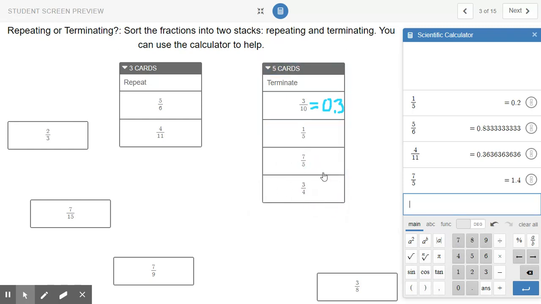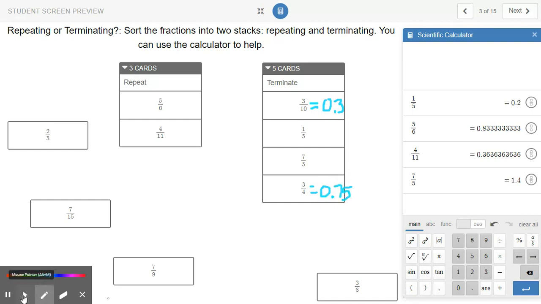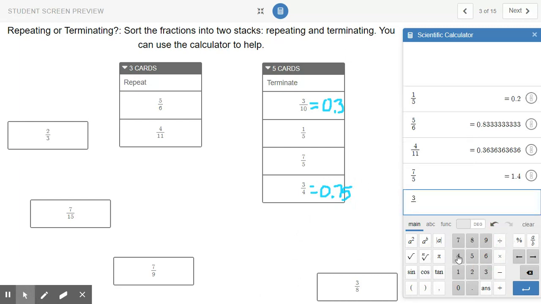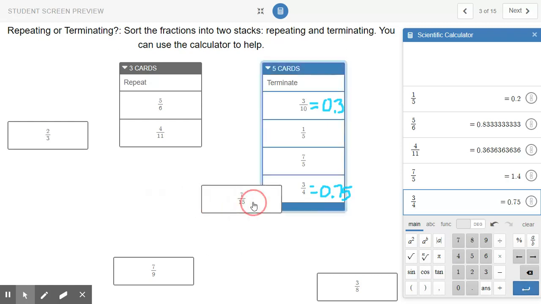This is a decimal you need to know. 3/4 is equal to 0.75. A lot of people like to look at that and say if you have 3/4 of a dollar, you have 75 cents. Well, that's how we write 75 cents. If you don't believe me, you can put it in the calculator. But it is 0.75. All right, let's do 7/15.